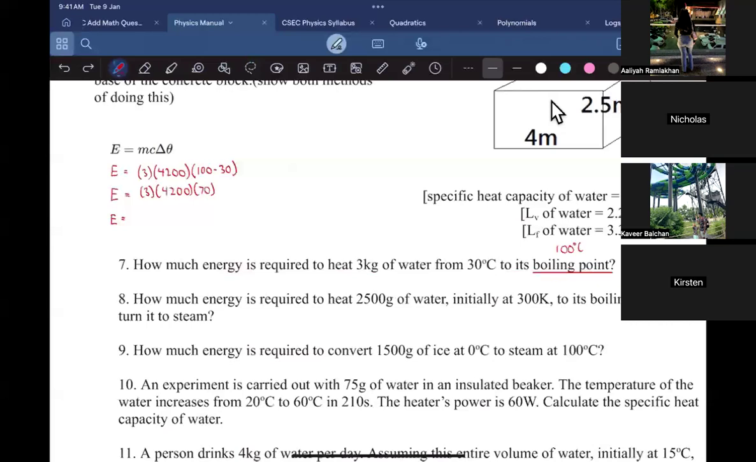Energy. And what's the unit for energy? Joules. So it wouldn't be amps per kg, it would be joules, because they're asking you how much energy is required. And that's why we use this formula, because this will tell us how much energy is required. So tell me what the energy will be equal to.